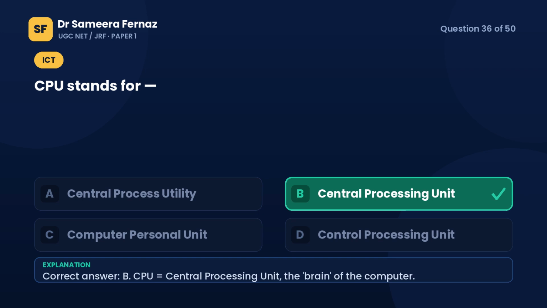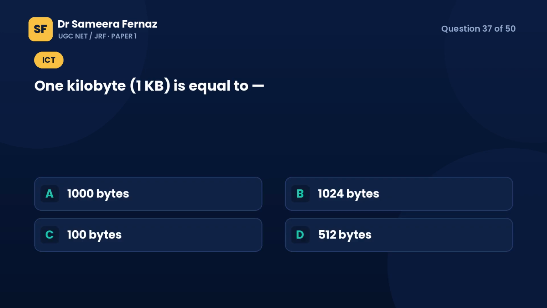Question number 35. Data interpretation. Highest value 50, lowest 10. What is the range? So the answer is option A, 40. Range is simply highest minus lowest.